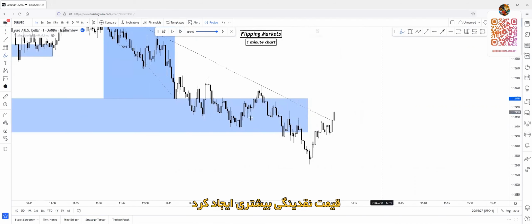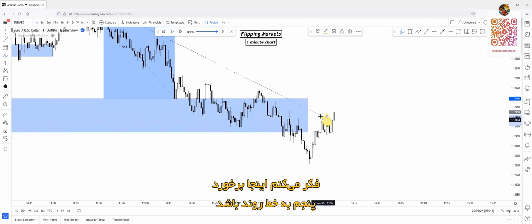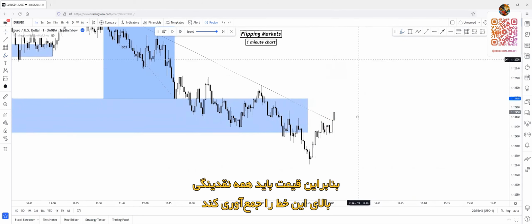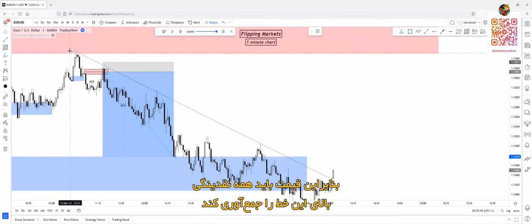Price built up more liquidity, as you can see. So here's, I don't know which tap was this, maybe the 5th tap. So price tapped the trend line for the 5th time. More sellers entered here. More orders have been opened here. So price has to collect all of this liquidity from above this line.